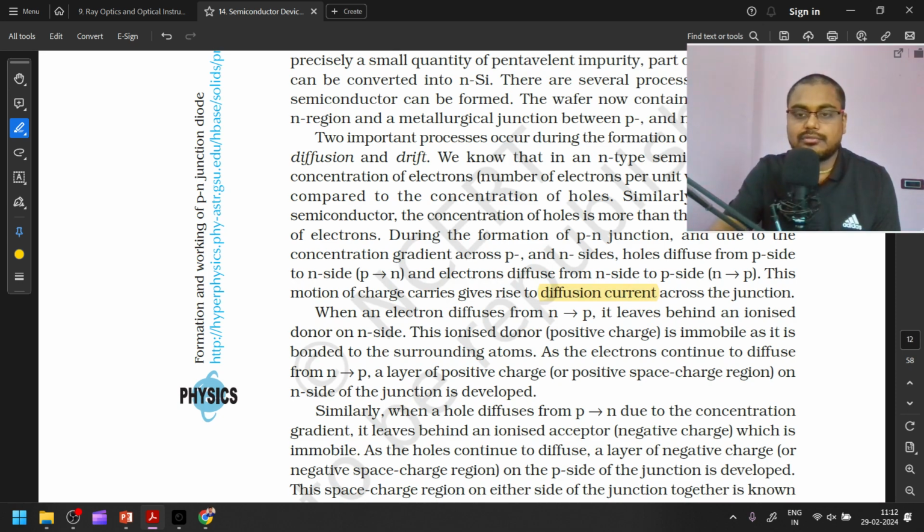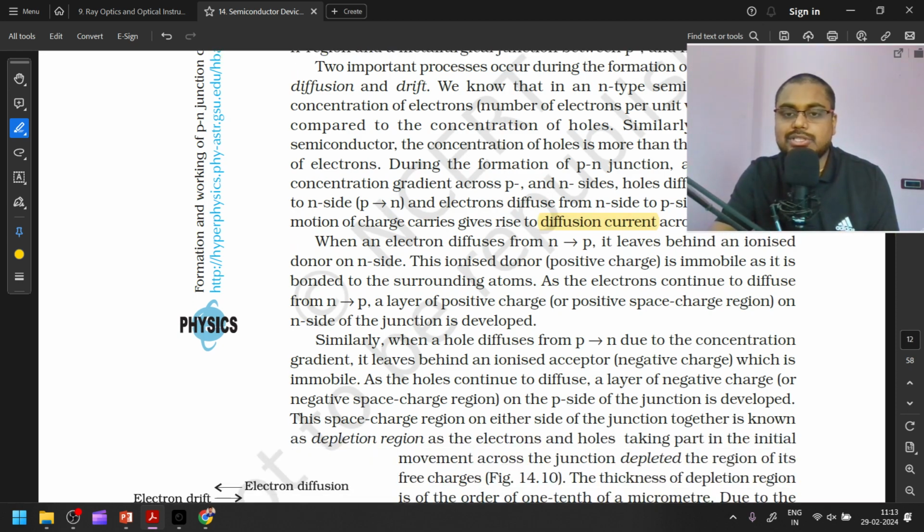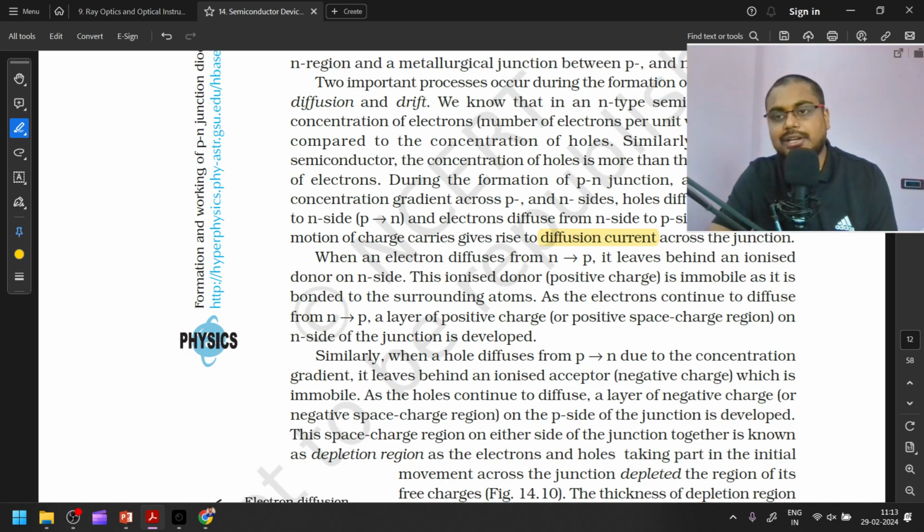Okay, now going ahead, when an electron diffuses from n to p, it leaves behind an ionized donor on the n side. ठीक है, तो दोनों p टाइप और n टाइप दोनों जो है this is electrically neutral. लेकिन जब p टाइप when it loses a hole और n टाइप when it loses an electron, both of them get charged. So therefore it is mentioned when an electron diffuses from n to p, it leaves behind an ionized donor on the n side. ठीक है, ionized तो positive, क्योंकि इलेक्ट्रॉन चला गया है तो पॉजिटिव हो जाएगा. This ionized donor, that is positive charge, is immobile as it is bounded to the surrounding atoms.